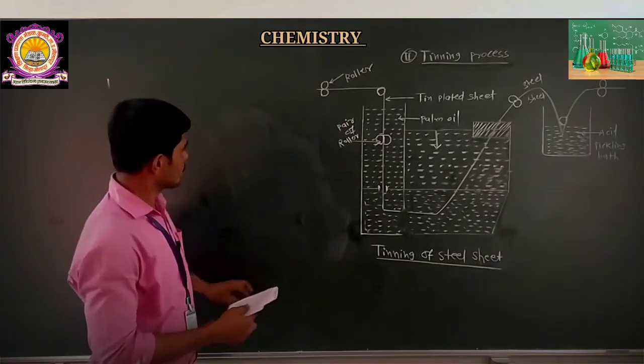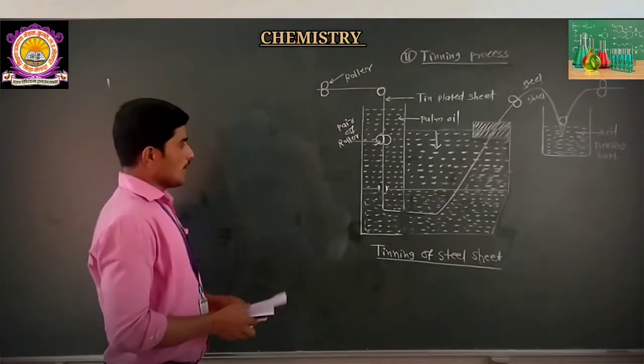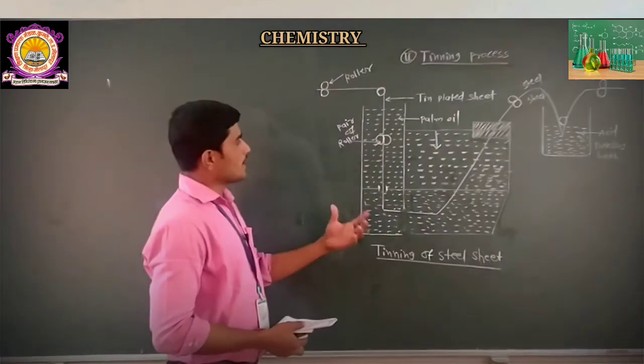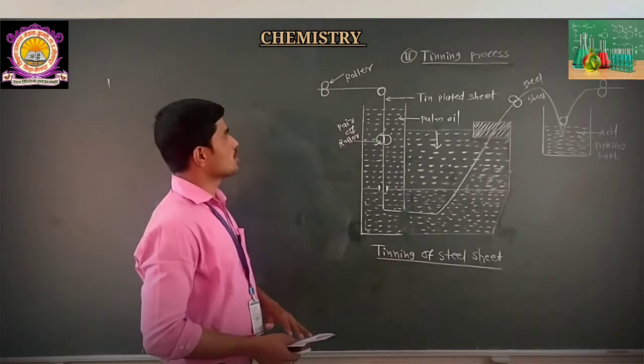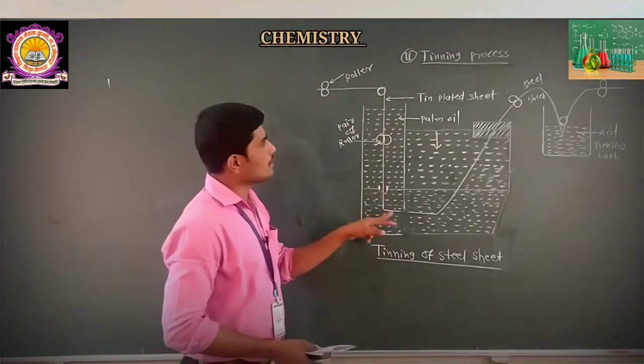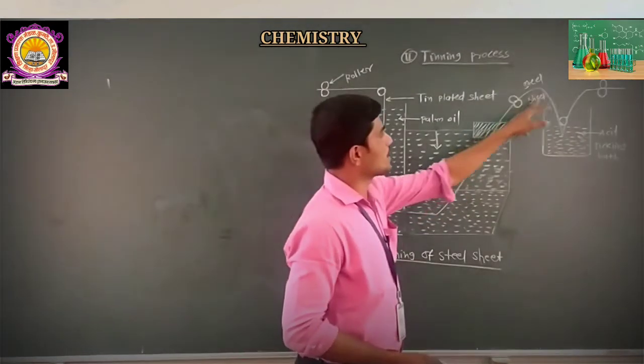Now this is a diagram, and in this diagram we are going to understand well the tinning process. This one is a steel sheet.